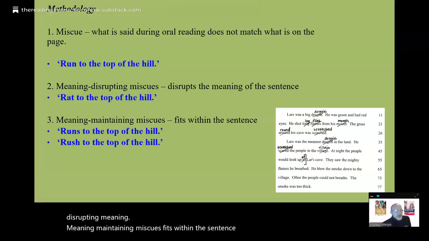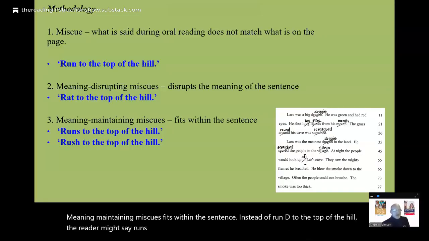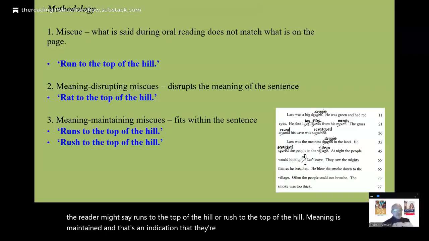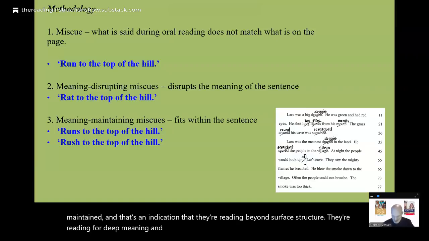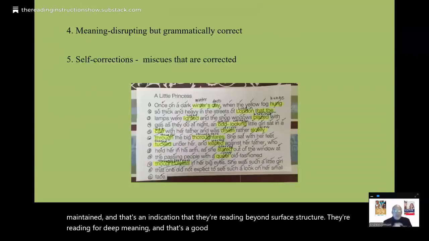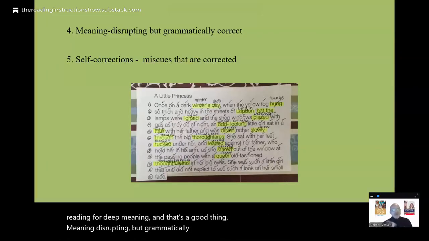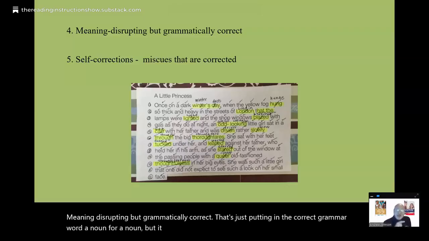Meaning maintaining miscues fit within the sentence. Instead of "run to the top of the hill," the reader might say "runs to the top of the hill" or "rush to the top of the hill." Meaning is maintained. And that's an indication that they're reading beyond surface structure. They're reading for deep meaning, and that's a good thing. Meaning disrupting, but grammatically correct, is just putting in the correct grammar word, a noun for a noun, but it disrupts. And self-corrections are good.